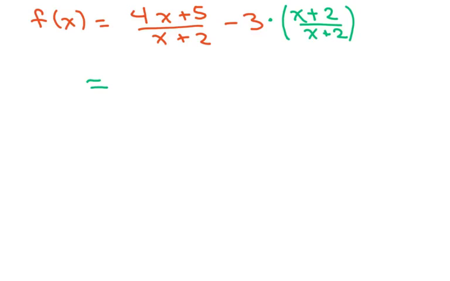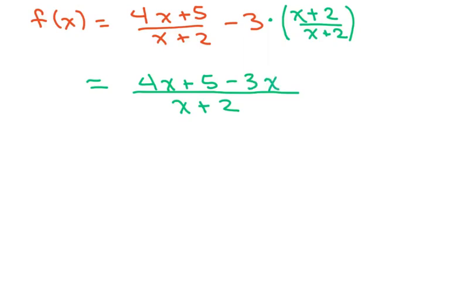So our common denominator is x + 2, and we're going to have 4x + 5 minus 3x plus 6. Minus 6, sorry. Remember, you have to distribute the negative. Okay, and we simplify this, and we're going to get (x - 1)/(x + 2).